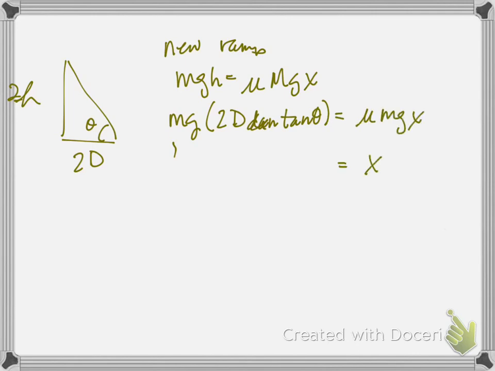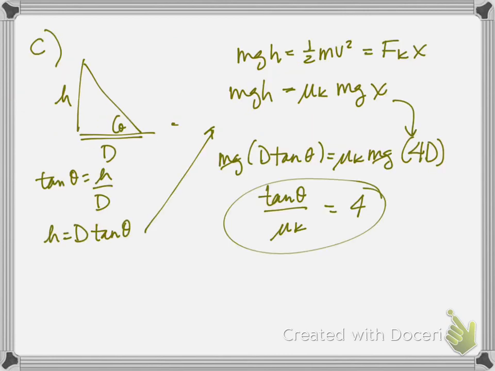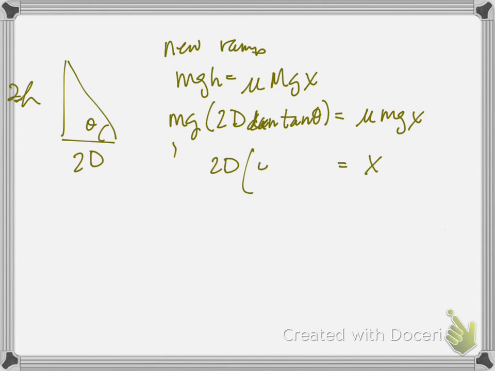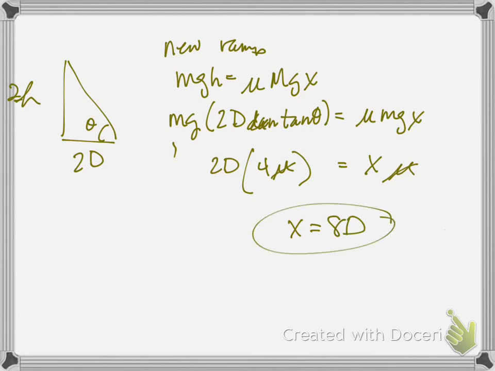So x equals 2d, and remember, tangent theta over mu k was 4. So I guess we could say that tangent theta equals 4 mu k. Either way, 4 mu k, and then the mu's still over here. However you do the algebra, the mu's cancel out, and we get x equals 8d. Now that seems like a long road to hoe to get that answer, and if anyone had a more elegant solution, I'd be happy to hear that.